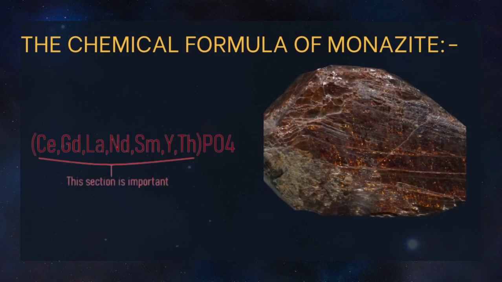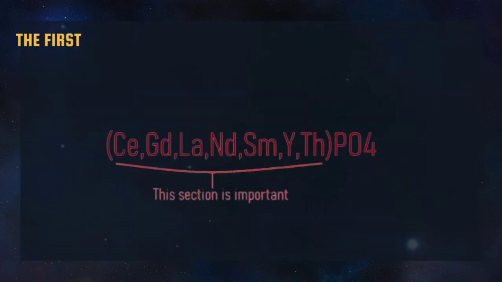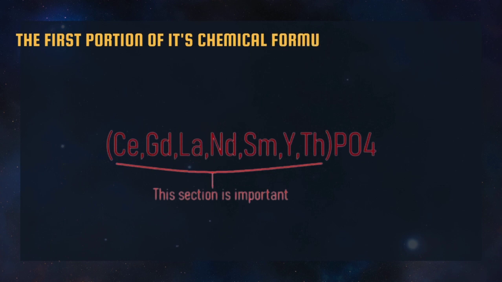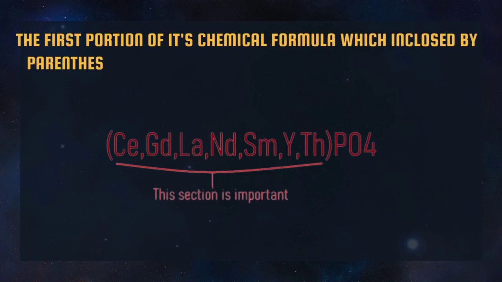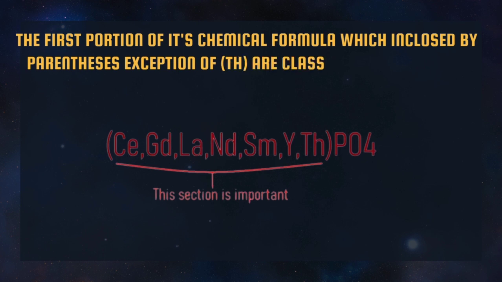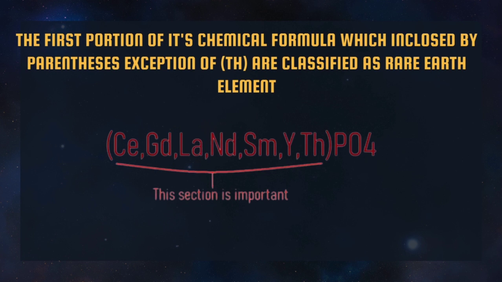Now we're talking about the chemical formula of monazite. It contains two portions. The first, on the left, contains some very important elements: cerium, gadolinium, lanthanum, neodymium, samarium, and thorium. The second portion, on the right, is PO4, the phosphate group. Note that the overall importance of this rock lies in the first part. Why? Because these elements are called rare earth elements, except thorium. We will discuss the importance of these elements later.